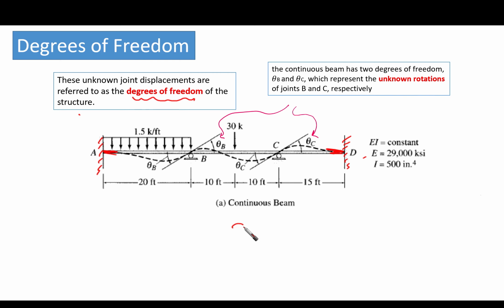So this structure has 2 degrees of freedom. The continuous beam has 2 degrees of freedom, theta B and theta C, which represent the unknown rotations of joints B and C. Remember that, as we said in the first slide, we're talking about the slope deflection method. Our displacements or rotations are going to be our main redundants or our main unknowns. So we are talking about this right now.